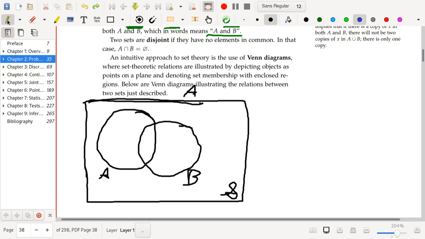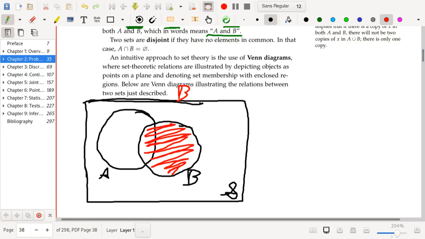Similarly, we could describe another event where we just have B occur. So we'll say the event B. How would we shade this? We're going to shade it like so. Just shade in the region that's enclosed by B and nothing else. So this is the region that corresponds to the event B happening.